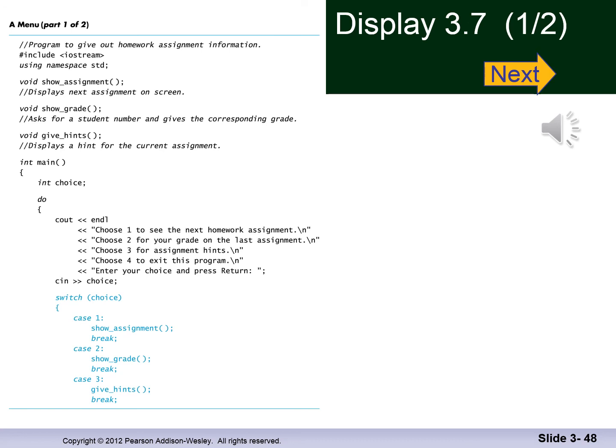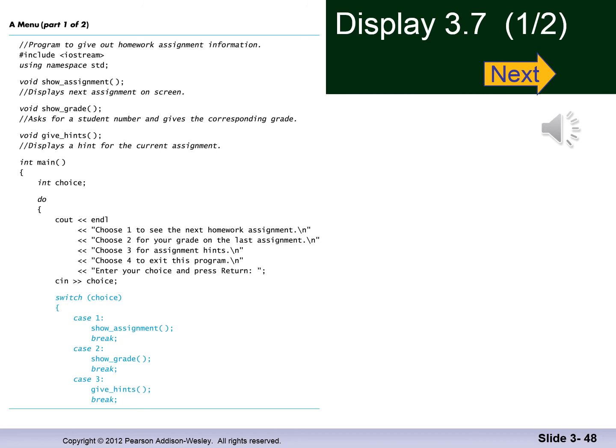This slide and the next show the code for 3.7 from your textbook, and it's an excellent example of using a switch statement for a menu application. Unfortunately, this code doesn't fit on one slide, so you'll have to go back and forth between the two slides to see the entire switch statement and the entire program. But the user is prompted to choose 1, 2, 3, or 4 as options on a menu. 1 to see the next homework assignment, 2 for your grade, 3 for assignment hints, 4 to exit this program. And each one of those is used to load an initial value into the variable choice, which is an int.